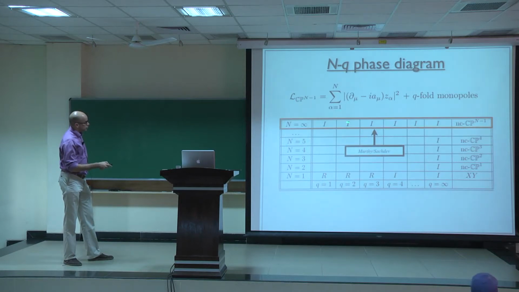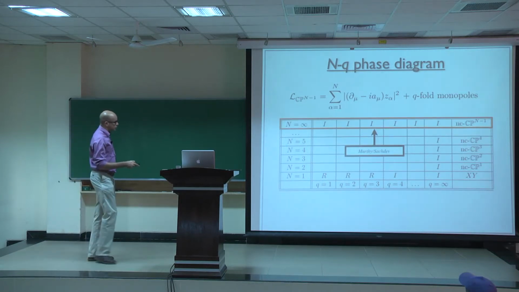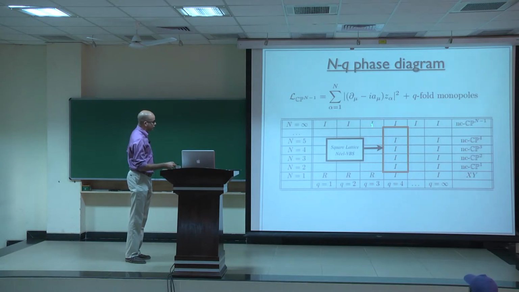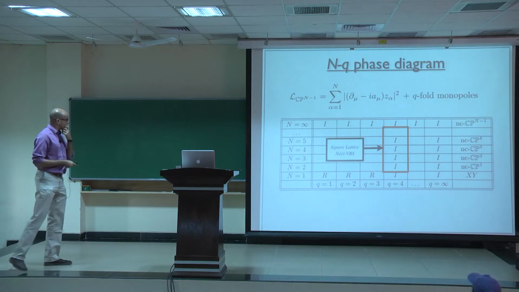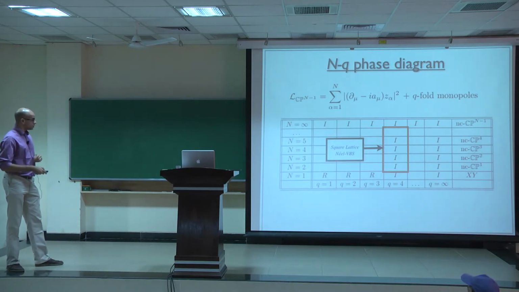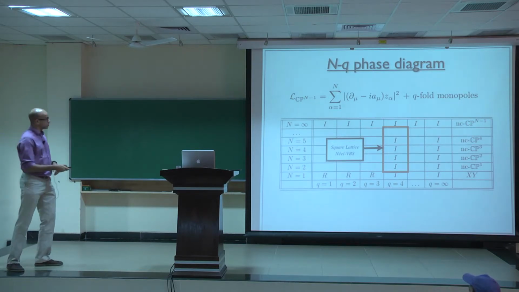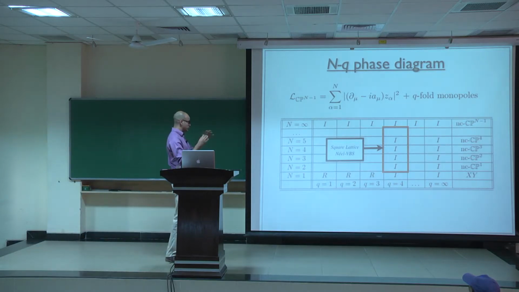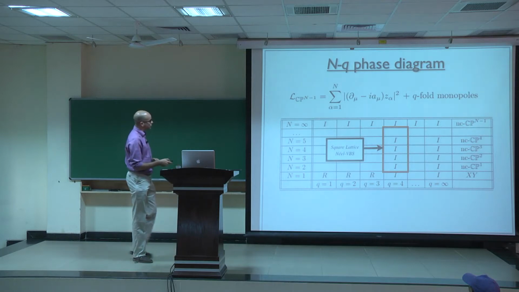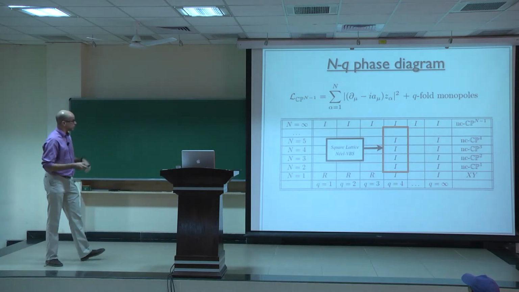And at large n, it's known that Q-fold monopoles are always irrelevant. So the question is, what happens now as you go between large n and small n? And here you have to actually do some numerical simulation, because you can't study it with either duality or the large n approximation. It's very hard to study this, because if you take this field theory directly, you have to calculate what happens when you have some very non-local operators. And actually, Lesik, Motrunich, and Vishwanath tried to do this, but it's a very hard problem.